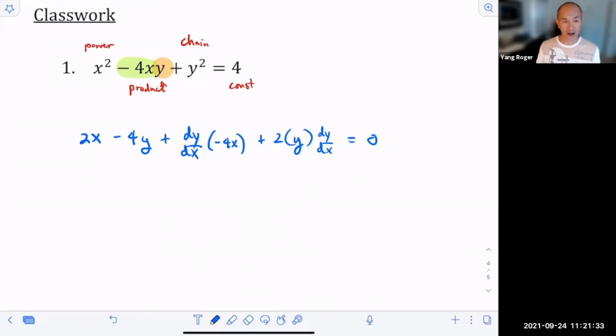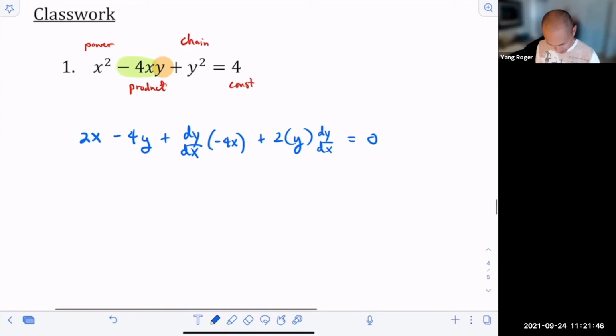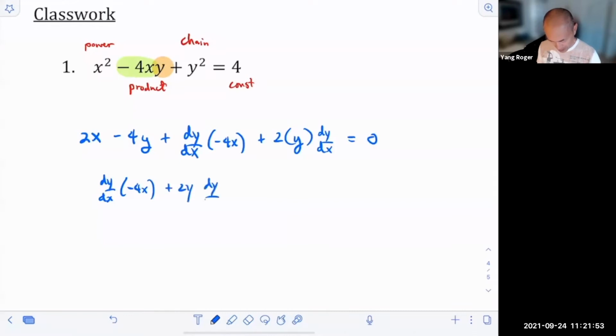Next, I want to move everything involving dy dx to the left. Well, everything's on the left right now, so it's not so interesting. But I want to move everything that does not involve dy dx to the right. So when I do that, I'm going to have dy dx times negative 4x plus 2y dy dx is equal to 4y minus 2x. So I add 4y to both sides, I subtract 2x from both sides, and then I end up with this.